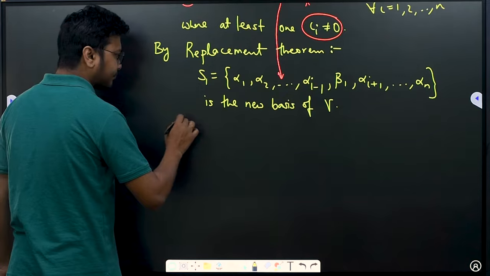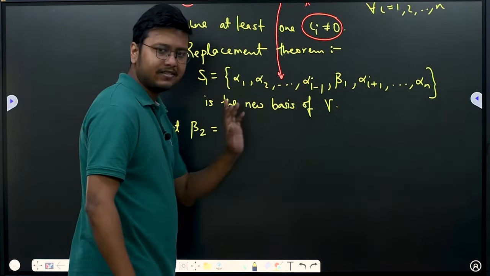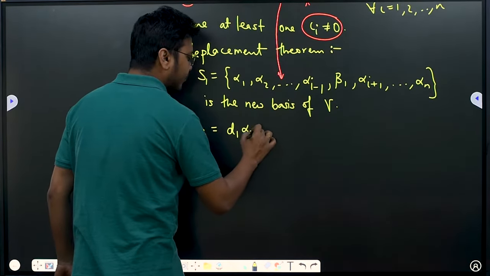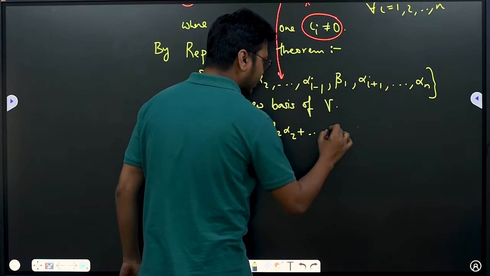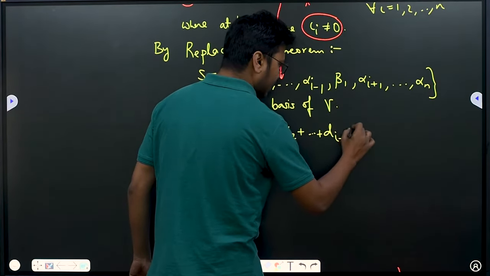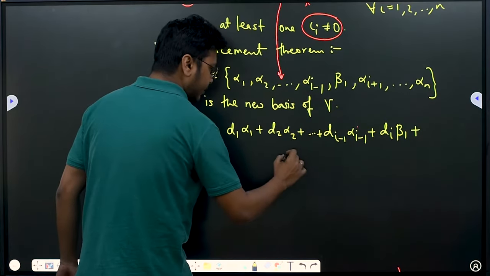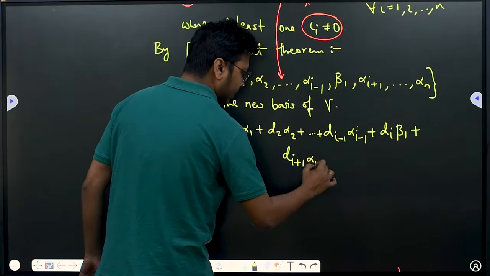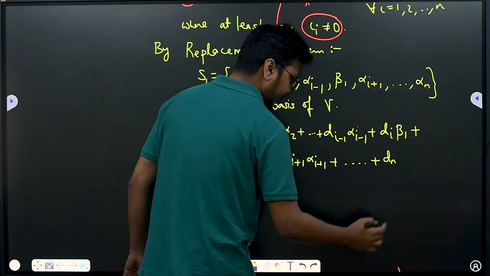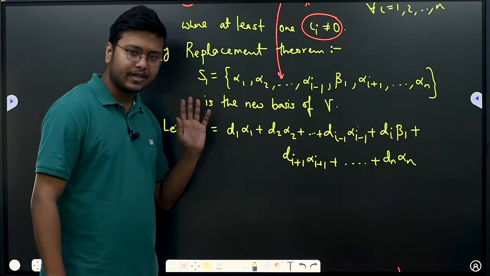Now let beta 2 equal to, since this is a new basis, I can express beta 2 as a linear combination of S1. So beta 2 equals D1 alpha 1 plus D2 alpha 2 plus ... plus D(i minus 1) alpha (i minus 1) plus Di beta 1 plus D(i plus 1) alpha (i plus 1) plus ... plus Dn alpha n. So I have expressed beta 2 as a linear combination of the elements of S1.